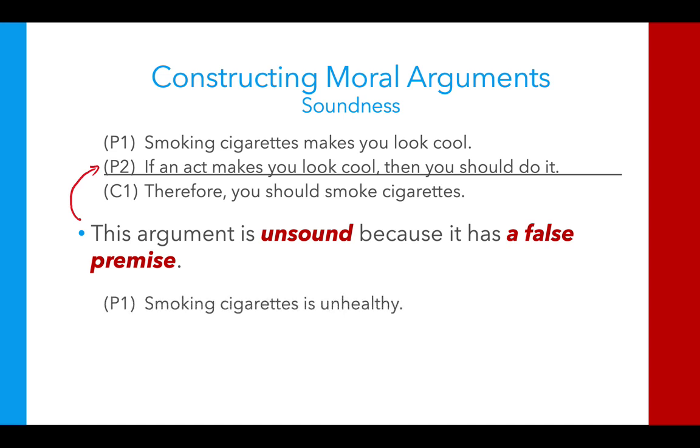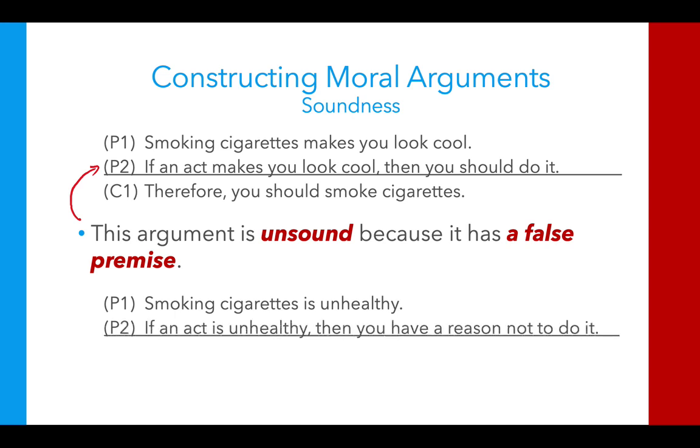All right, here's another argument. Let's take a look at this one. Premise 1 says smoking cigarettes is unhealthy. Premise 2 says if an act is unhealthy, then you have a reason not to do it. Conclusion: therefore you shouldn't smoke cigarettes. So note, this argument has the opposite conclusion of the first one, right?